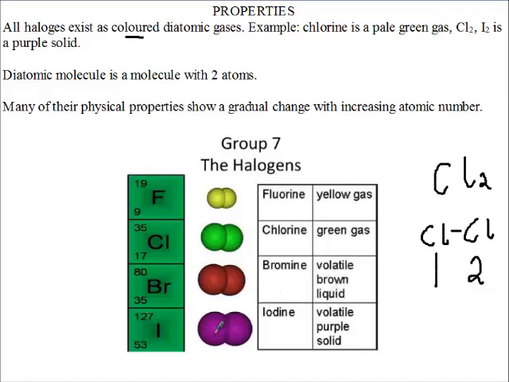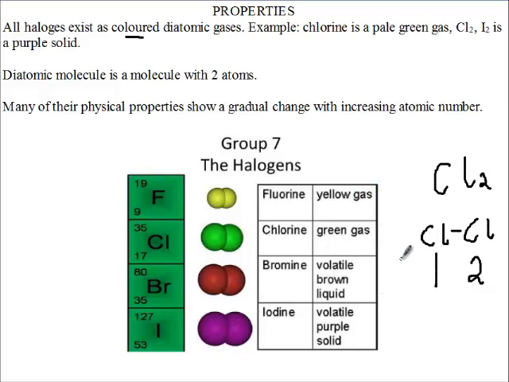The same applies to iodine. Iodine is also a volatile purple solid. Now, when you expose iodine to air, it will evaporate. So you can also see that as you move down, they get darker.